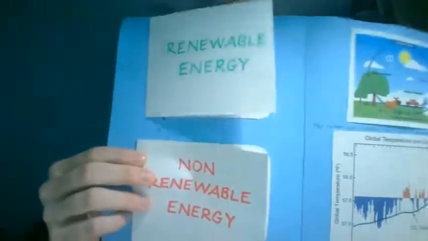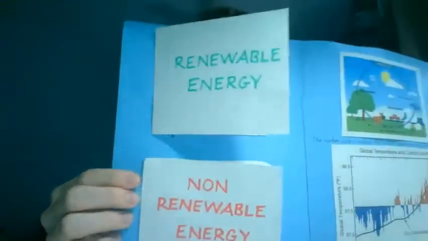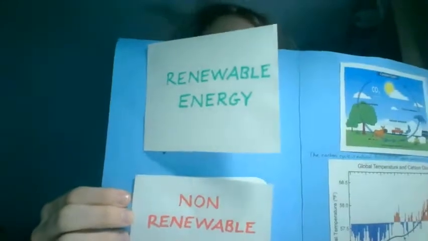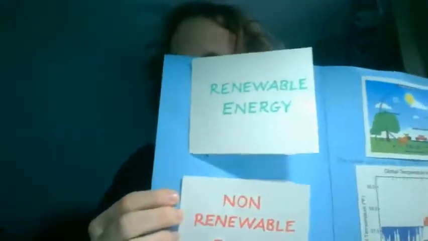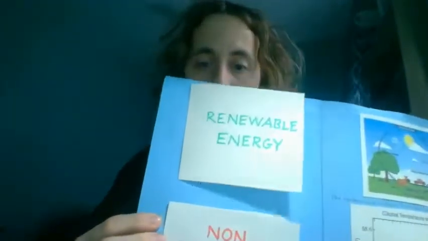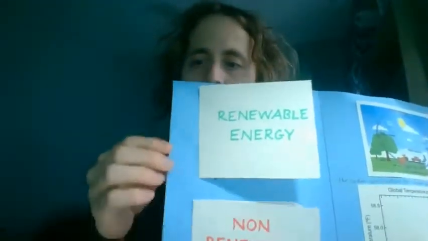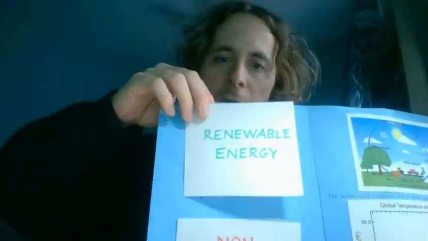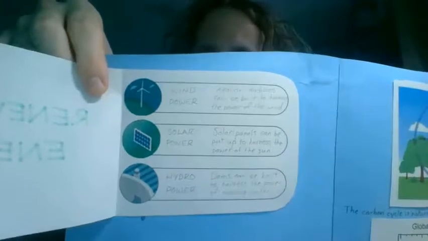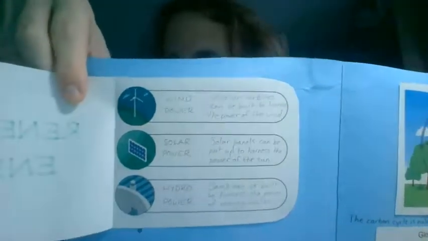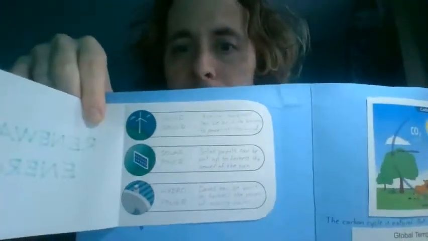On the left flap, or right for you, is renewable and non-renewable energy sources, which would be another subtopic in the general topic of environment. So if you open the renewable energy sources, I have here listed three main renewable energy sources. That is wind power, solar, and hydro, with a brief explanation of how they work.